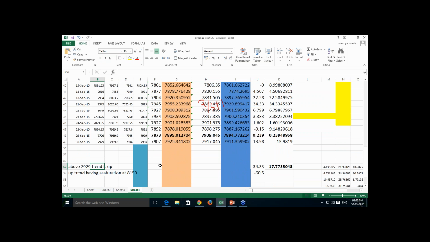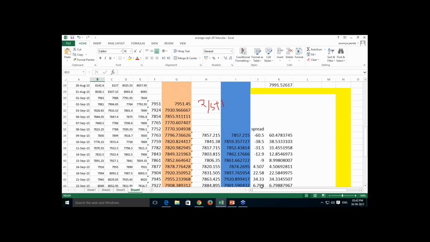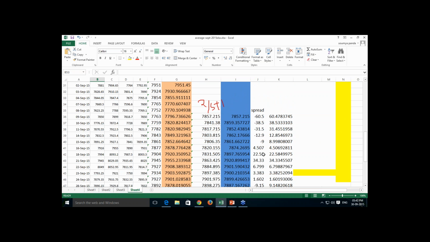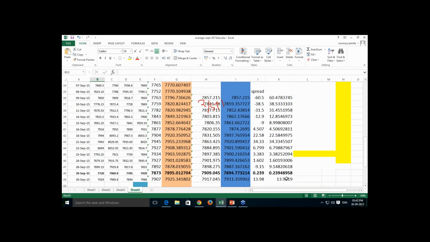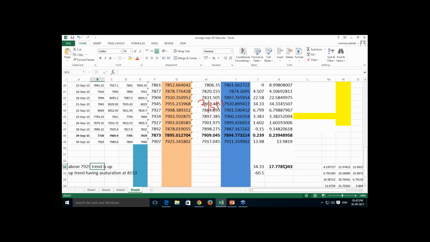If this trend is up, how long will this uptrend continue? That I also require. For that I have taken the help of a spread. The spread is the difference between these two averages. You can also take the mean spread, there is nothing wrong in that. Convert all the spreads to positive, take the average, and you will get a mean spread.